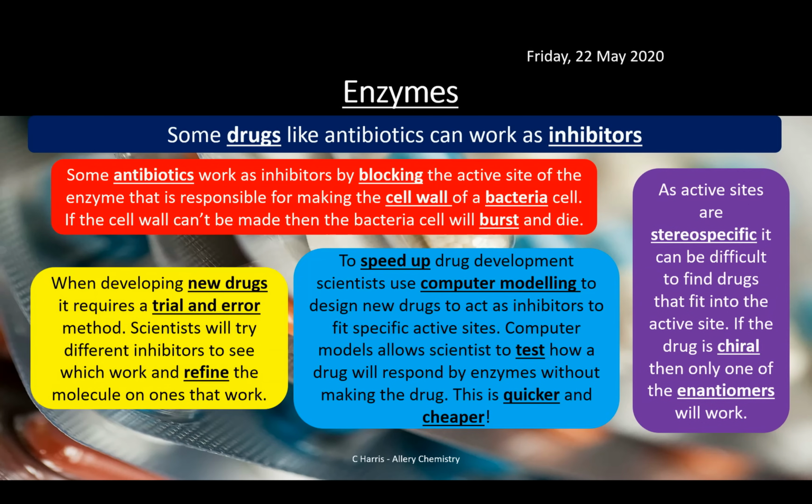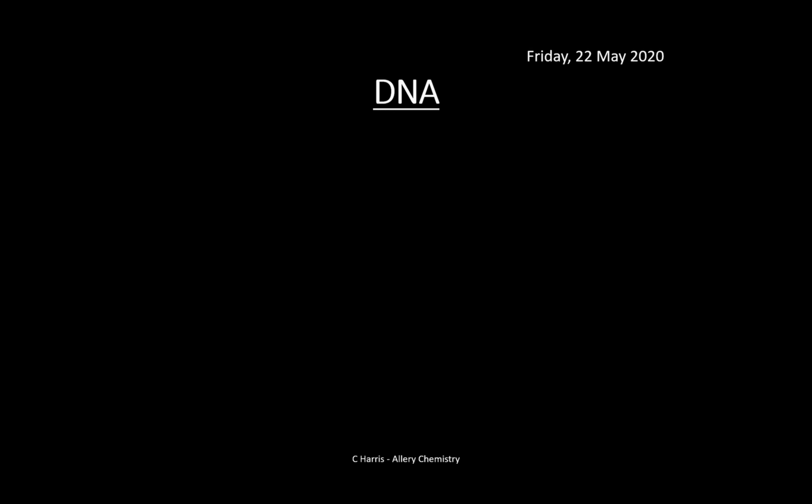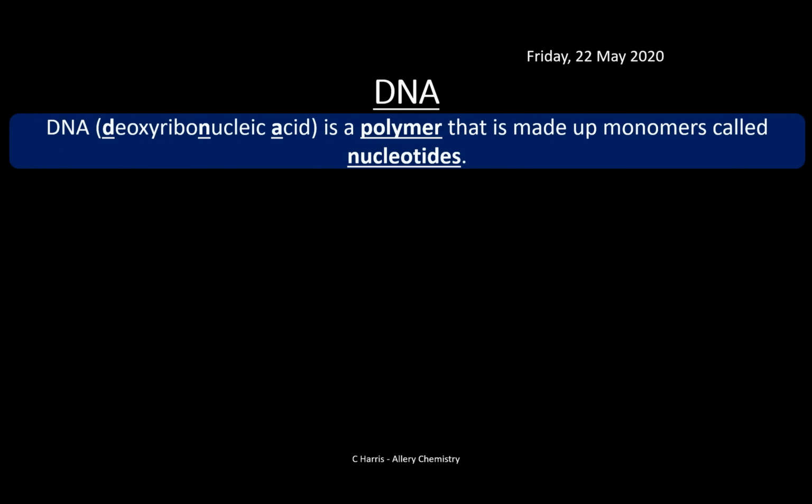So we've looked at enzymes, and we've looked at proteins, and how they work. Now we're going to look at something called DNA, which I'm sure you would have heard of. DNA stands for deoxyribonucleic acid. It's a polymer that's made up of monomers called nucleotides. So it's another example of a polymer.